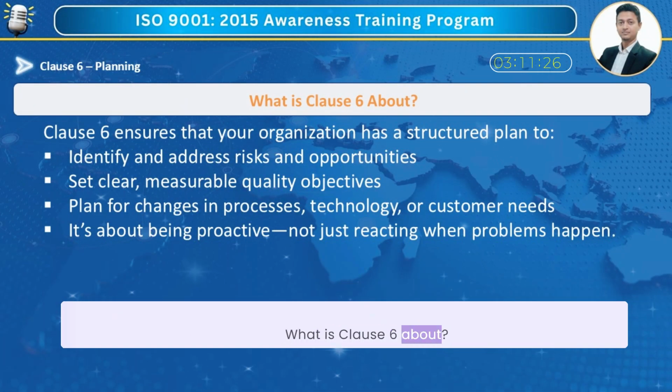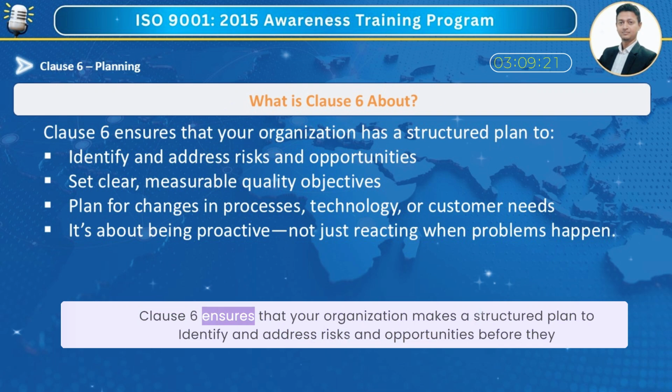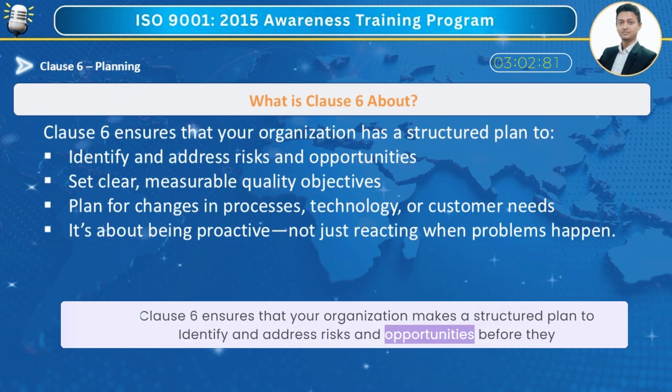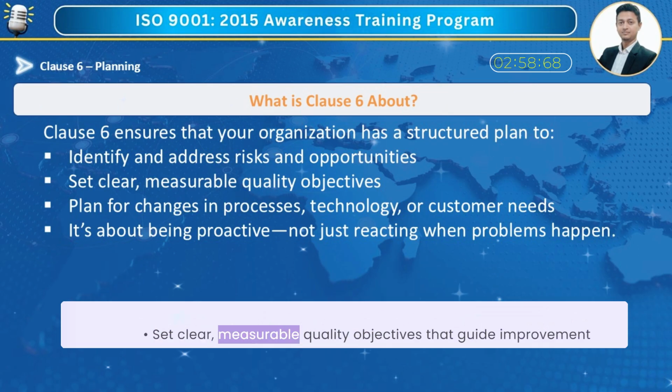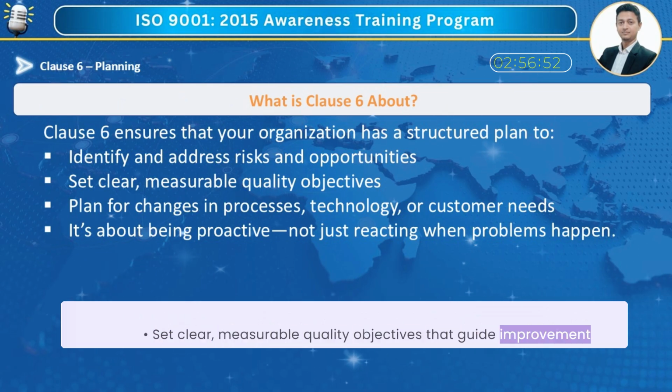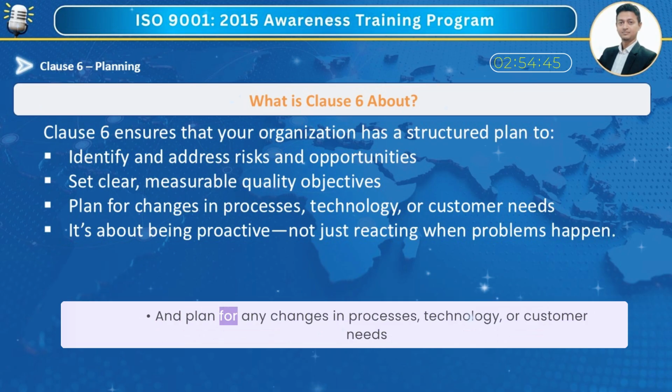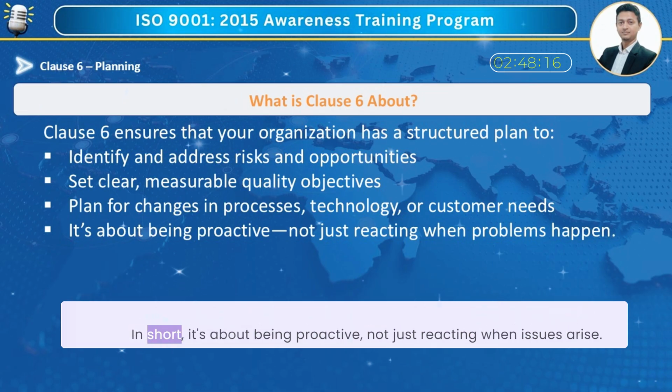What is Clause 6 about? Clause 6 ensures that your organization makes a structured plan to identify and address risks and opportunities before they become problems. Set clear, measurable quality objectives that guide improvement. And plan for any changes in processes, technology, or customer needs. In short, it's about being proactive, not just reacting when issues arise.